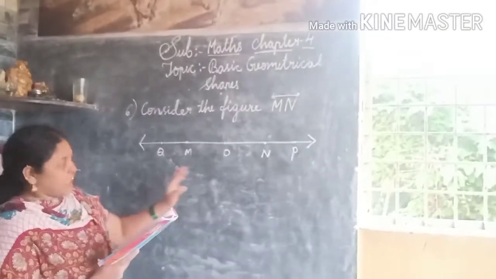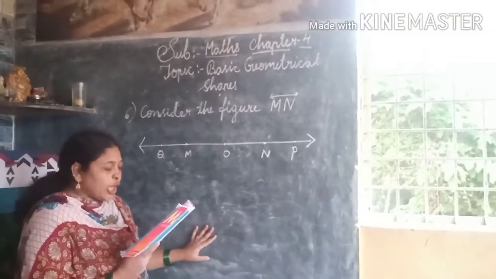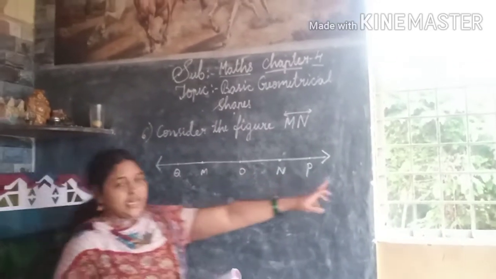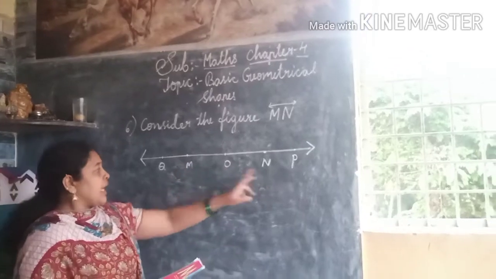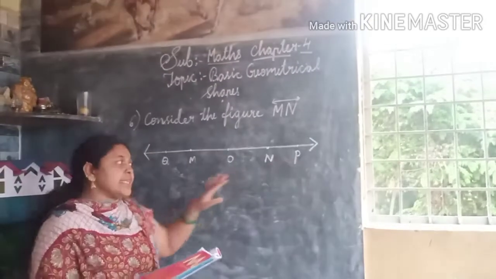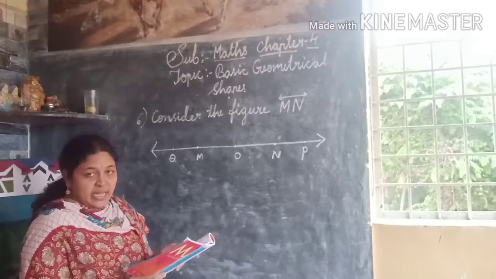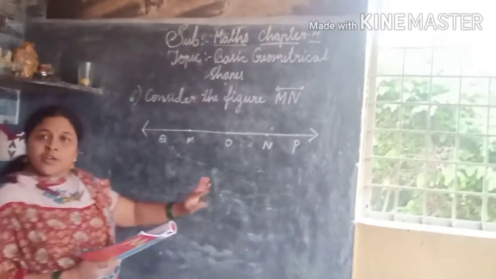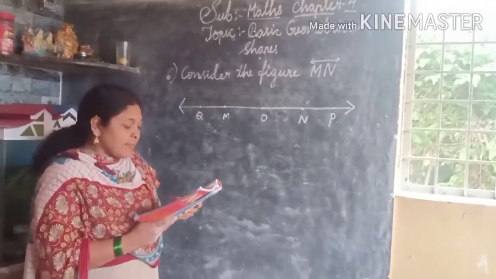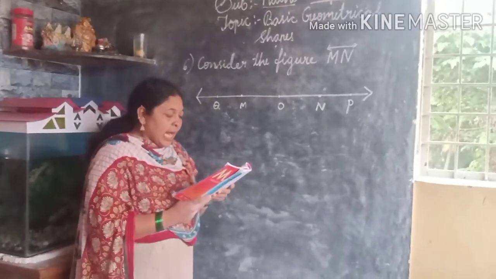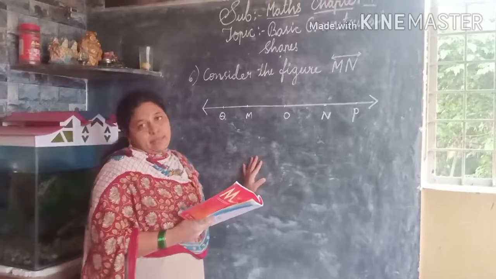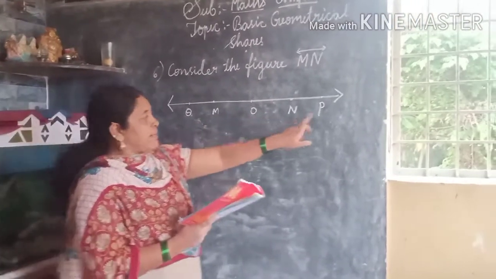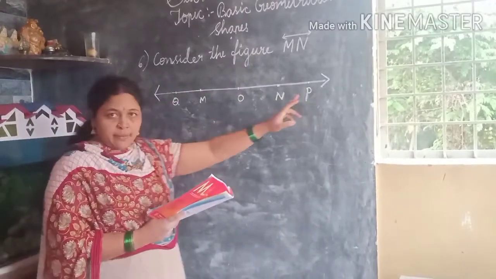Consider the following figure MN and say whether the following statements are true or false. See, let us consider this figure as MN. And in this we have 10 fill in the blanks, true or false. Let us see whether the statements are true or false. The first one says M, N, O, P and Q are the points lying on MN. Yes, Q, M, O, N, P, all these points are lying on MN.